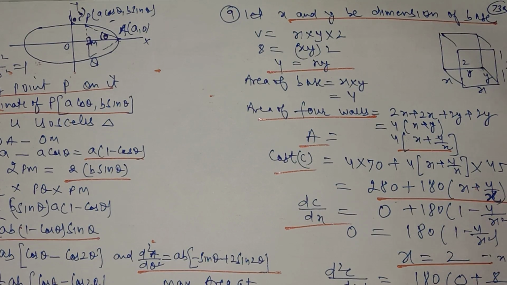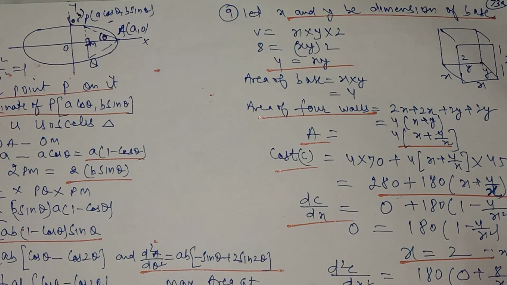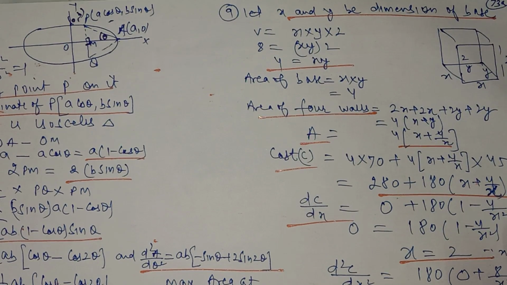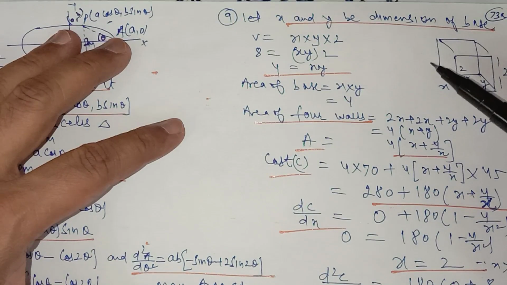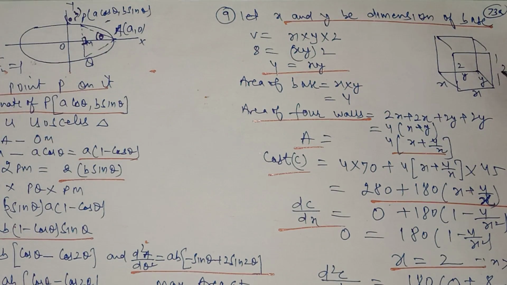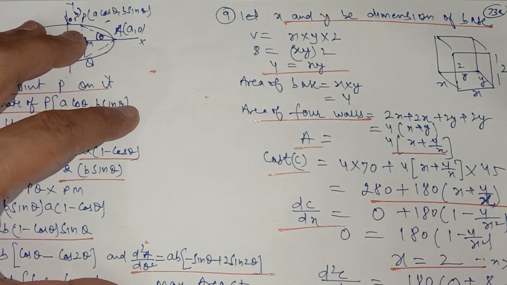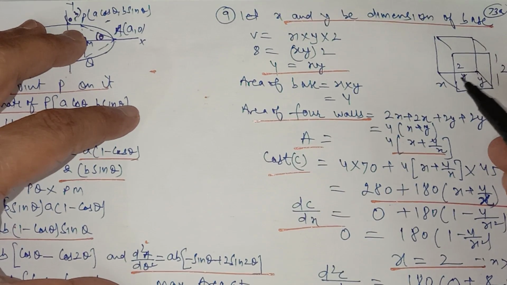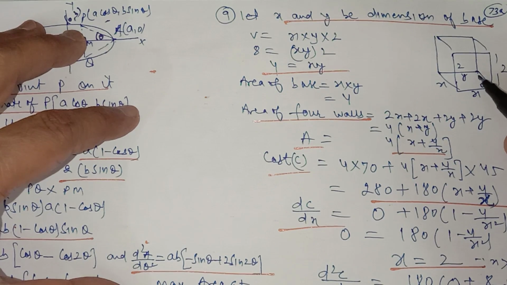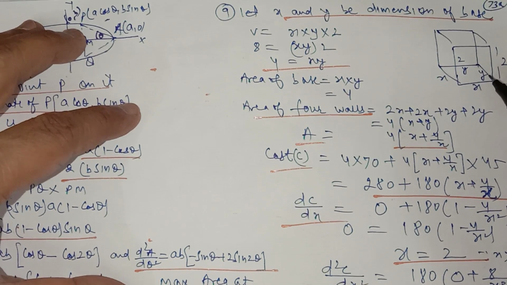Lecture number 19 for the chapter Application of Derivatives, discussing the miscellaneous exercise, and we will do question number 9 here. It is given that there is a cuboidal pit whose volume is given and the height of this pit is given. You have to find the minimum cost to construct this pit, where the cost of preparing the base is given and the cost of plastering the walls is given. So you have to find the minimum cost to make it.